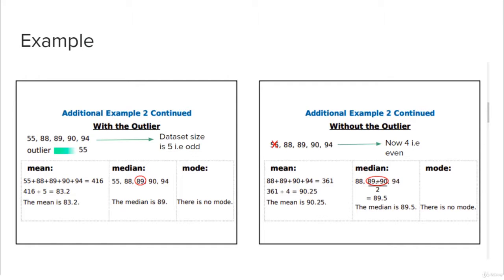And by chance, we don't have any mode in this dataset either. So let's talk about a dataset where we remove the outlier.